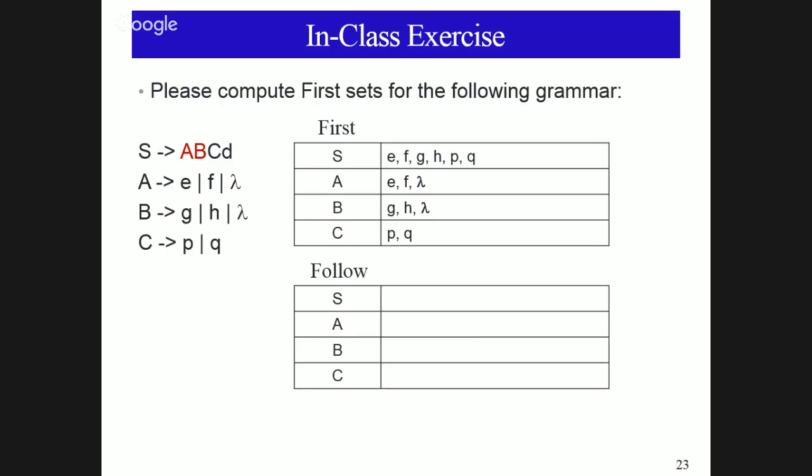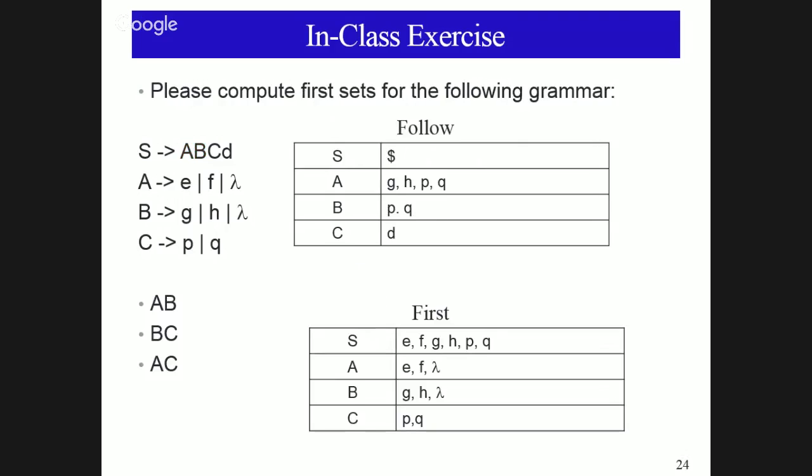Okay, we'll go ahead and get started again, I guess. All right. So what did you come up with for the follow set for S? Dollar sign, yeah. Anything else? Okay, so notice S does not appear on the right-hand side at all. So rules 2 and 3 don't apply, and 4, right? S does not appear on the right hand. So just a dollar sign, yeah.